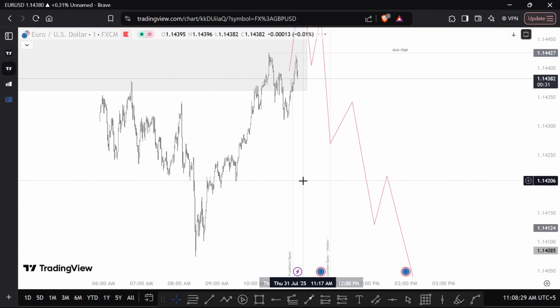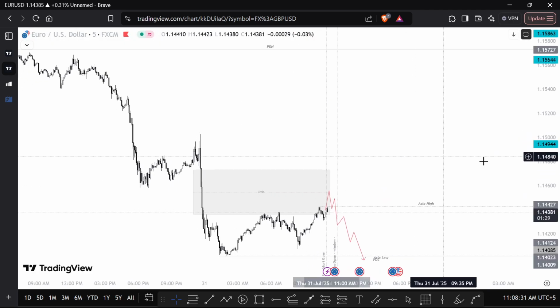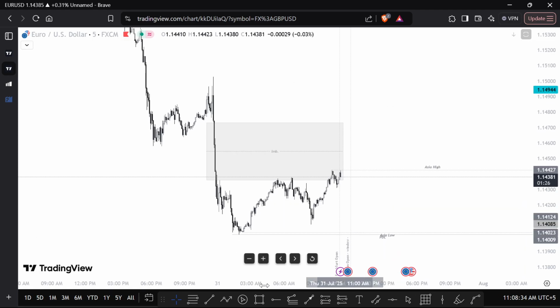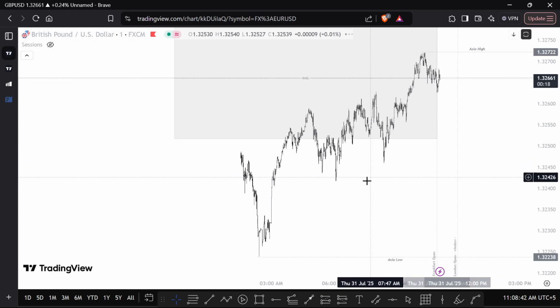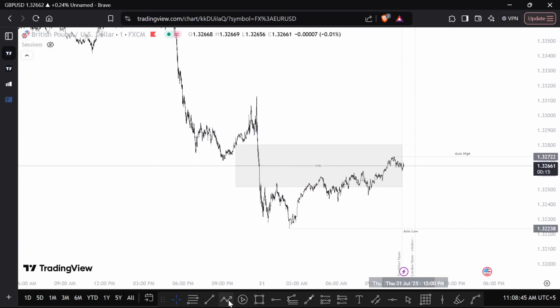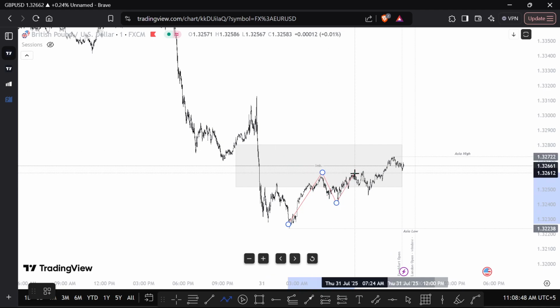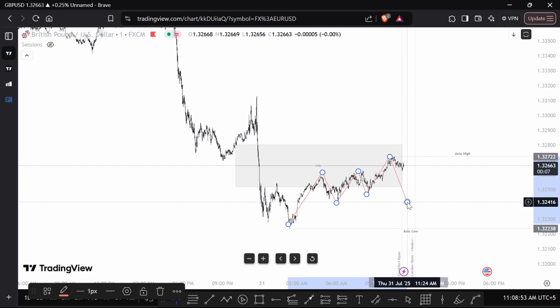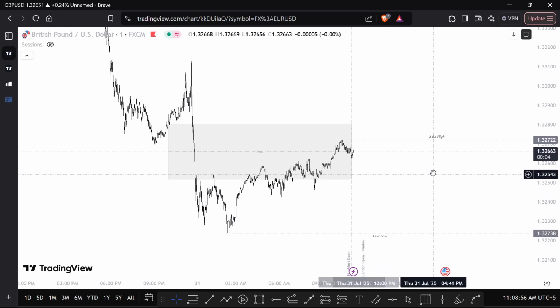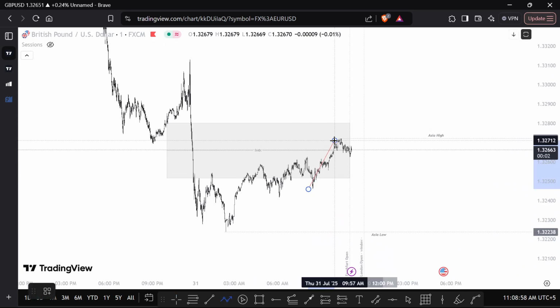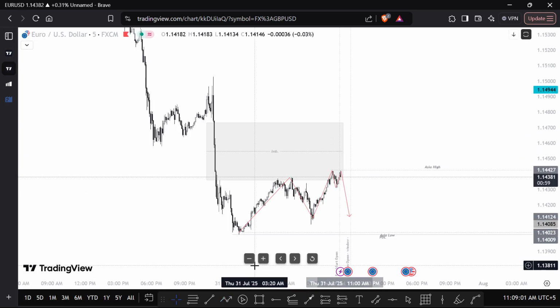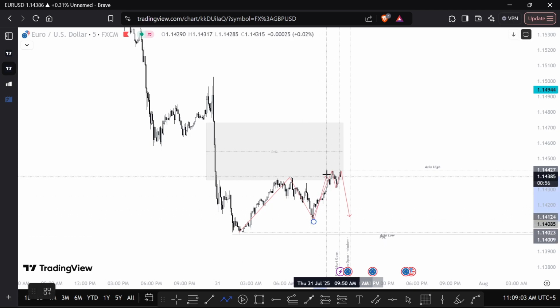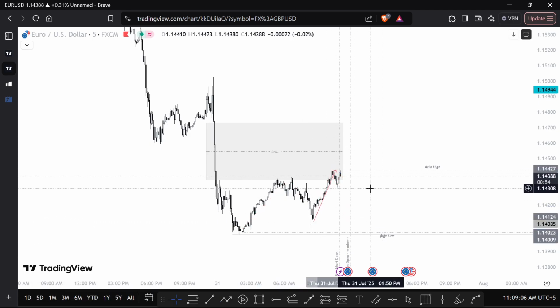What has happened on EU is that it did a retracement like this, filled out the imbalance, and now EU is starting to reverse from here. Meanwhile, GBP went above the high and almost completely filled the imbalance, and now it is starting to retrace. GBP has made a significant fill in the imbalance, more than 50%, while EU has just tapped into the imbalance. So these are the differences.